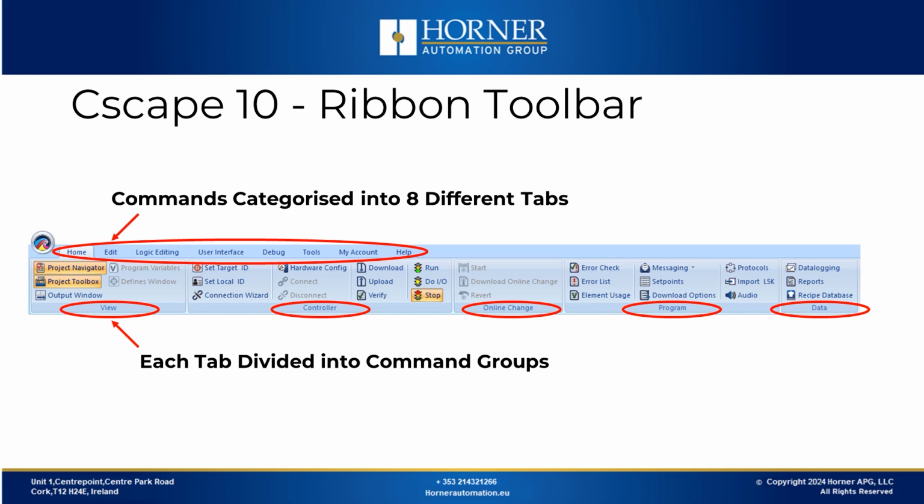Some commands can be performed from multiple tabs, but in general, commands are located within a group in a specific tab. At the bottom of each tab, there are multiple groups. For example, the Home tab shown on the screen has a View group, a Controller group, an Online Change group, a Program group, and a Data group. So once again, the ribbon toolbar is one of the biggest changes to the user interface and how you can navigate to different commands in Cscape 10.